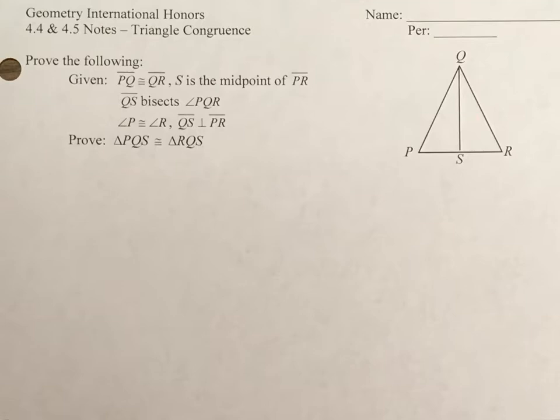And at this point the only method we have of proving triangles congruent is the definition of congruent polygons, which says two polygons are congruent if and only if all of their corresponding parts are congruent. So if we're trying to prove that two triangles are congruent to each other, what we need to prove is that we have 1, 2, 3 pairs of angles congruent, and then 1, 2, 3 pairs of sides congruent. So let's get to work on this proof.